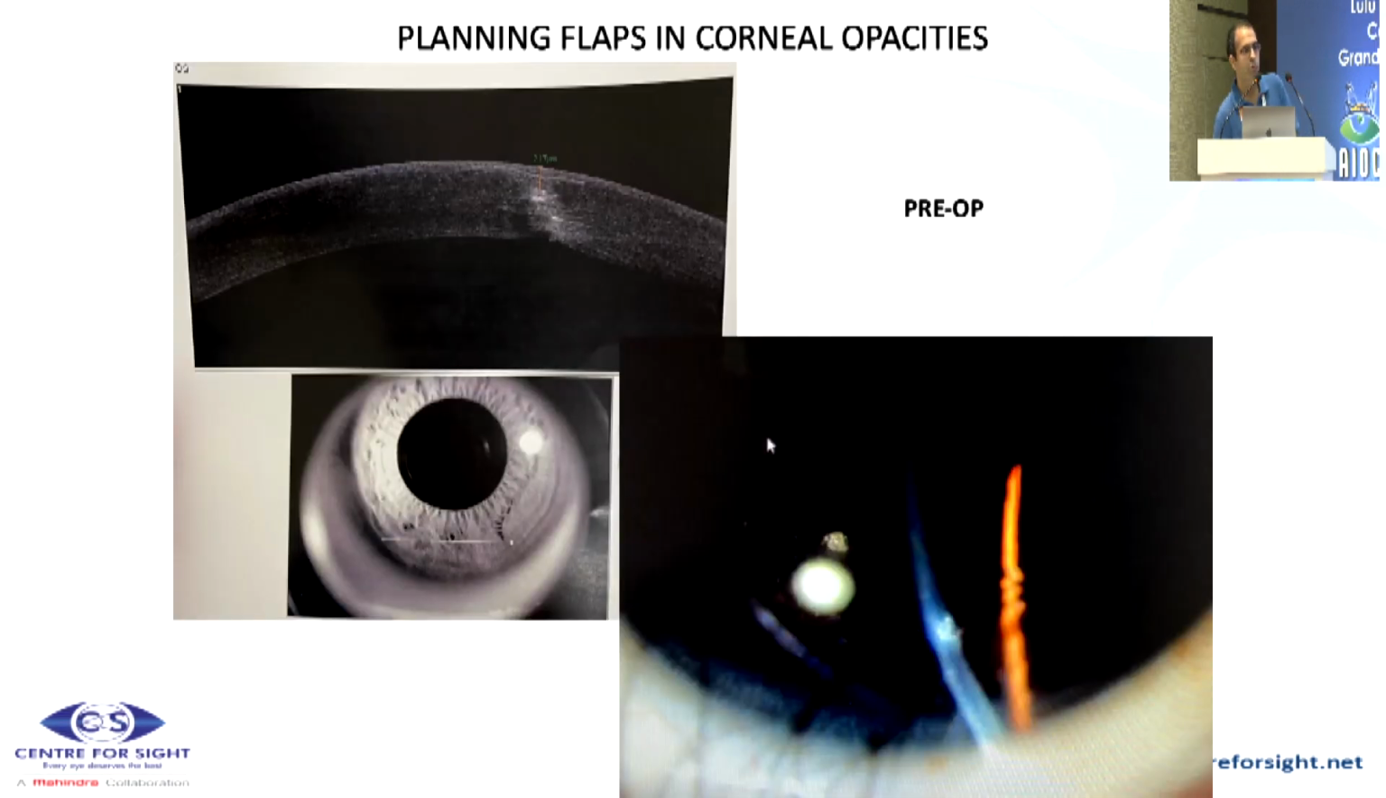This was a case that came to us with an inferior corneal opacity. You can see the clinical picture. There is an opacity here. So before surgery, we had to determine whether we can go in for a femto LASIK or not, because a femto laser does not pass through a thick opacity.